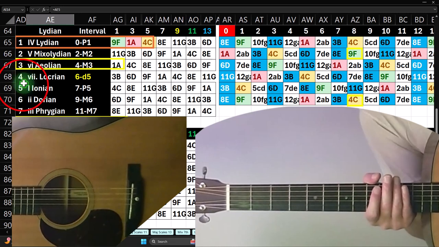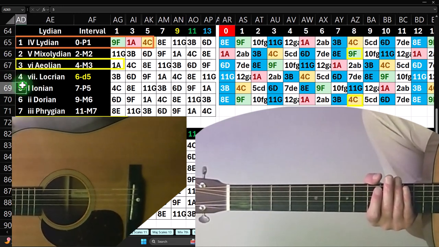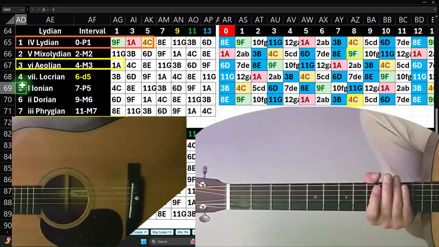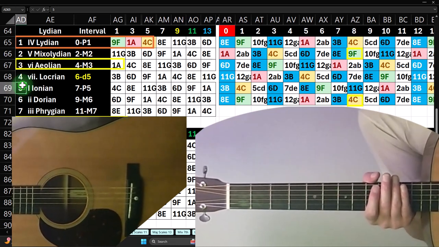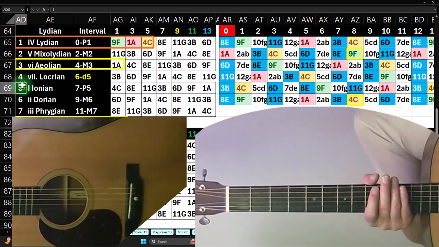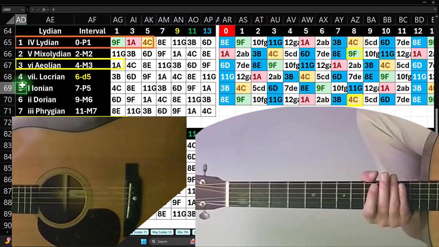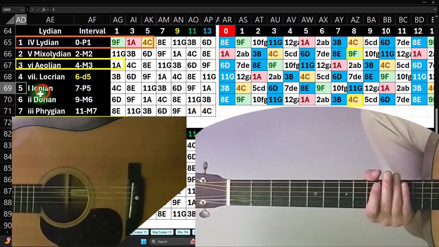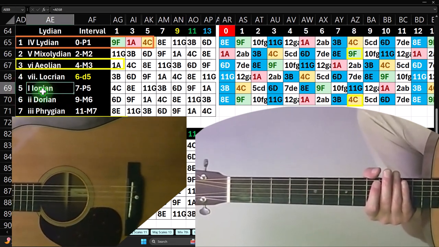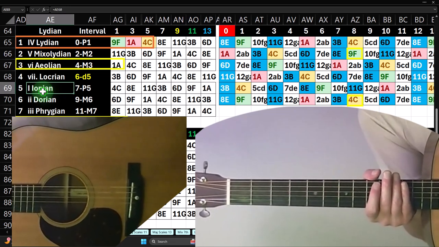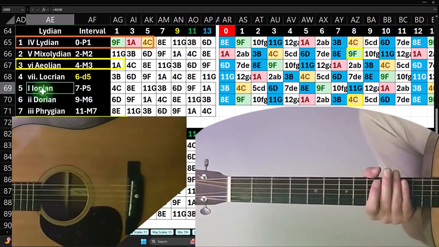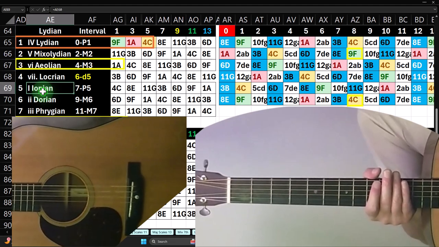And then if I want to figure out what the 5th item is, it would be 5 plus 3, which is 8. Because there's only 7 modes, I have to say 8 minus 7, because it goes around in a circle, is 1, which gives me the Ionian. So that's one way I can tie these things out, so I can then play in other modes.